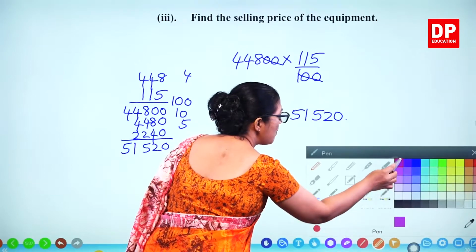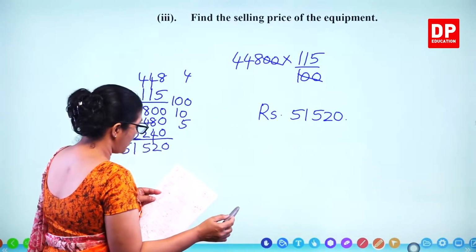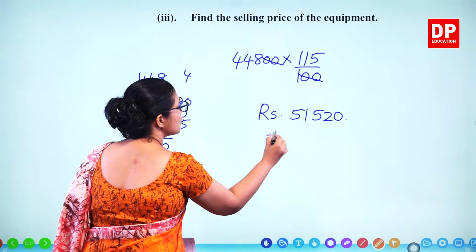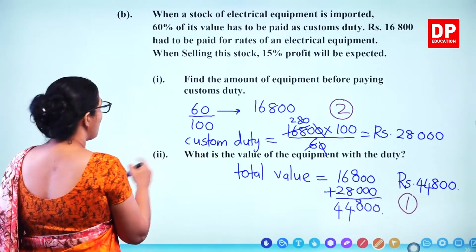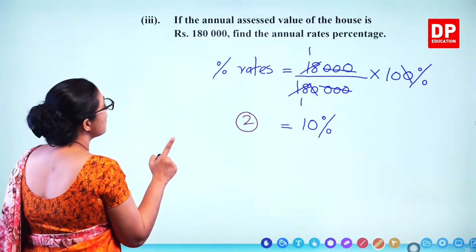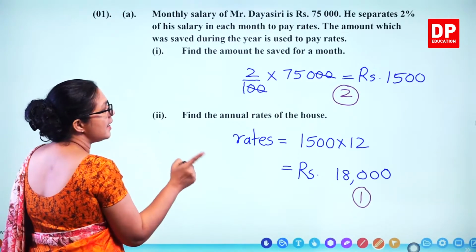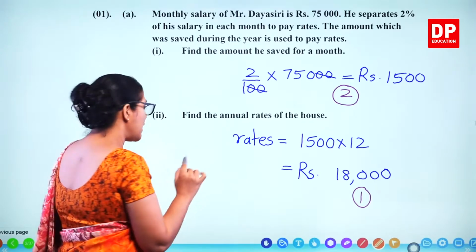So we'll see how many marks for that. You are getting 2 marks for that. So we gave 10 marks for the whole question. 2, 3, 4, 5, 6, 7, 8, 9, 10. So 10 marks for that question.